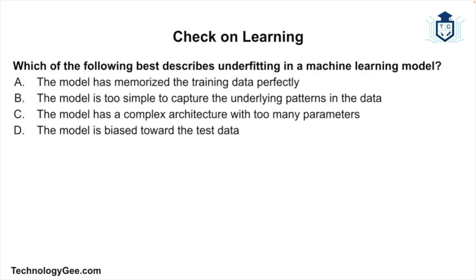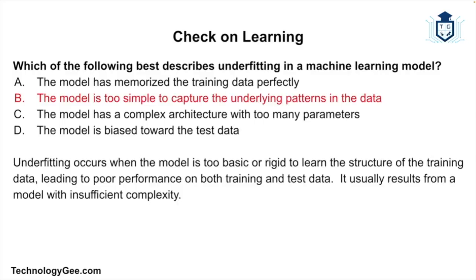Next question. Which of the following best describes underfitting in a machine learning model? Is it the model has memorized the training data perfectly? Is it the model is too simple to capture the underlying patterns in the data? Is it the model has a complex architecture with too many parameters? Or is it the model is biased towards the test data? And the correct answer is the model is too simple to capture the underlying patterns in the data.